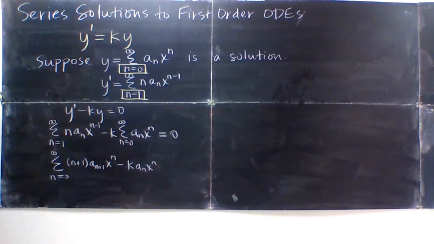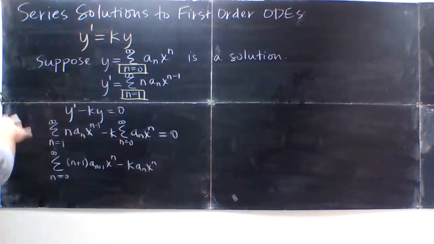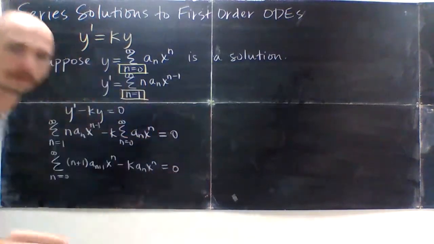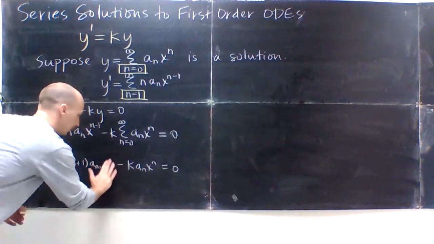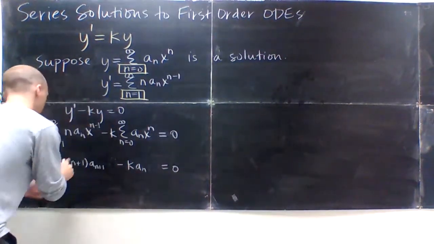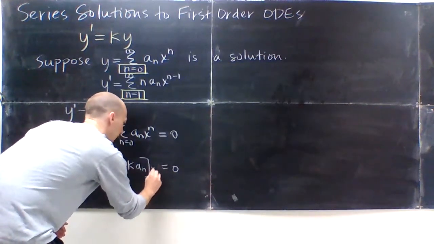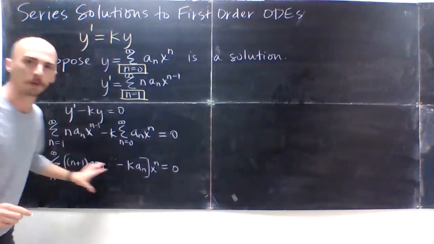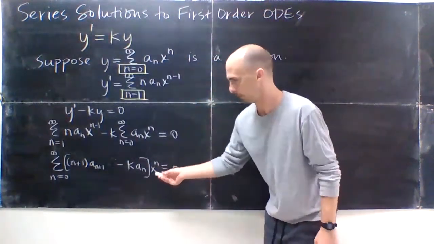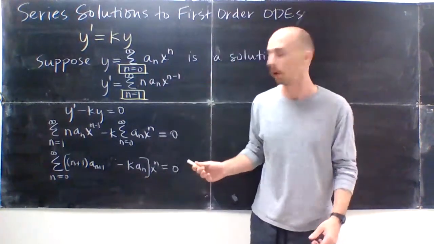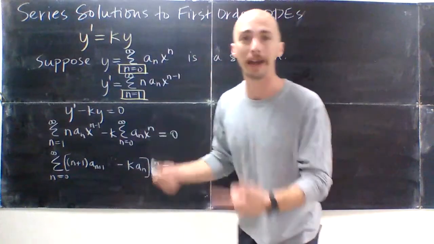All right, and then I'm going to, hold on, what am I seeing here? y prime minus ky equals 0. So I've got all of this, and it's equal to 0. So I'm going to factor out the x to the n. And this is a formula that's valid for every x, right? And the only way that this can add up to be 0 for every x is if each coefficient is 0. So basically, this is equal to 0 for every n.